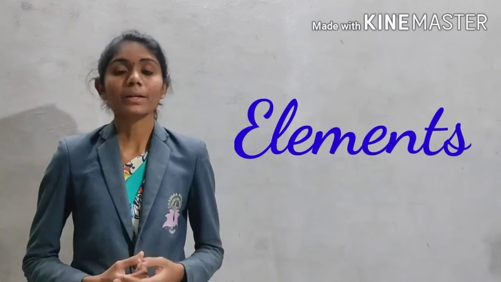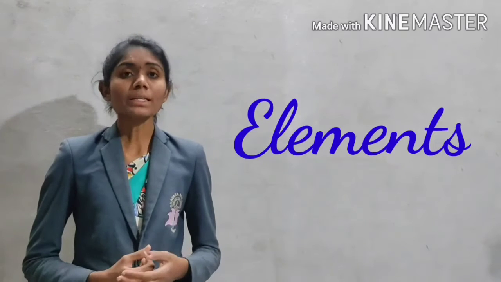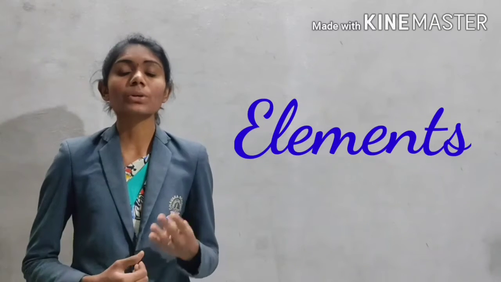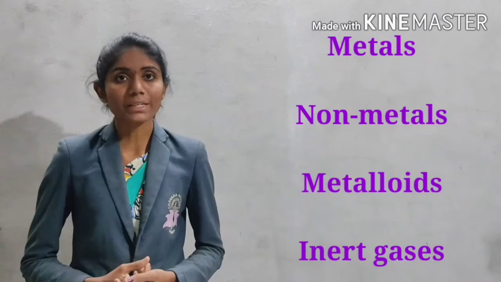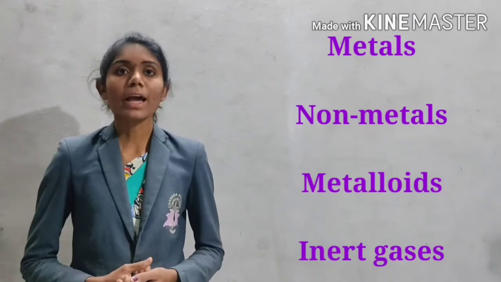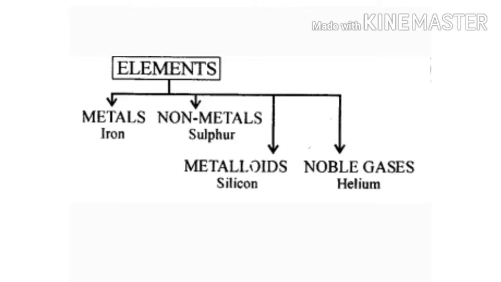symbols or the formulae. Elements are classified into four types: metals, non-metals, metalloids and inert gases. The classification of elements are metals, non-metals, metalloids and noble gases. Let's discuss about the metals in detail.